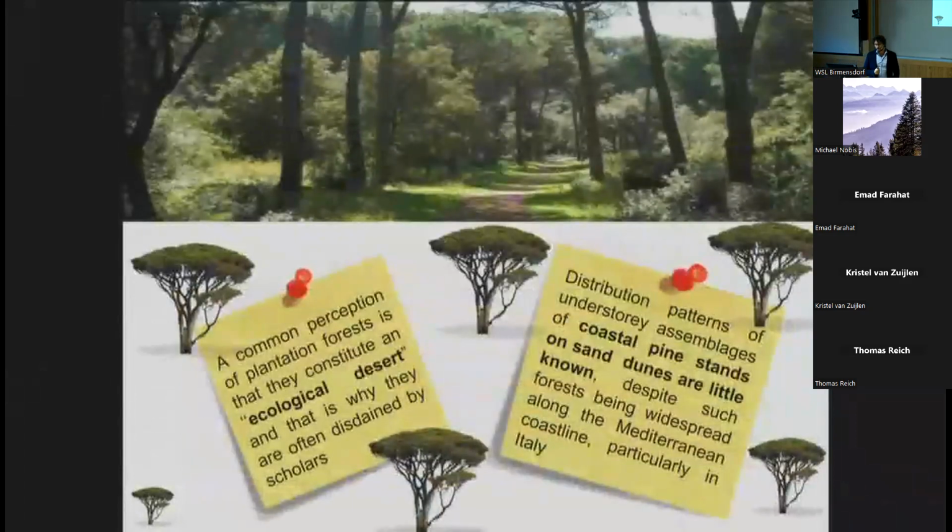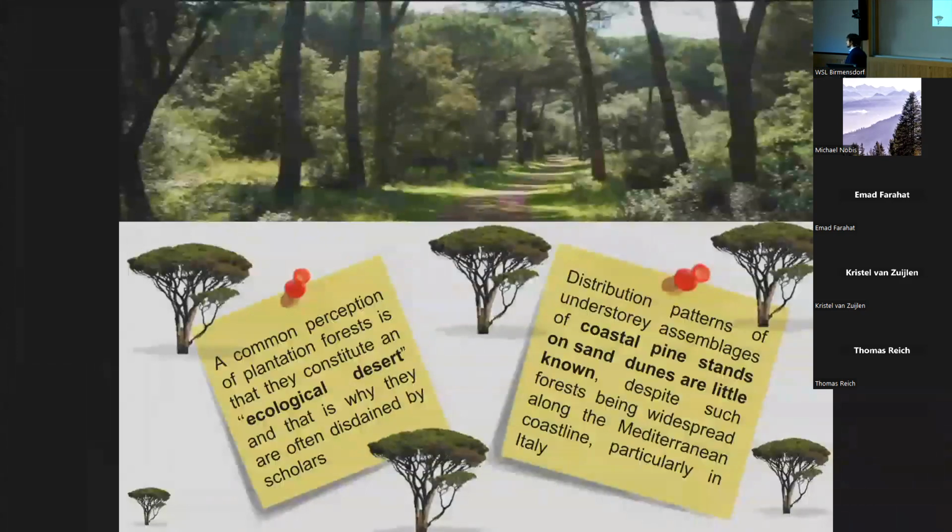We got interested in this because typically there is this perception among ecologists that plantations are always somehow a threat to biodiversity, or something to be avoided with respect to conservation. And therefore, they were quite neglected in terms of studies. So there was basically nobody interested in this pine forest.